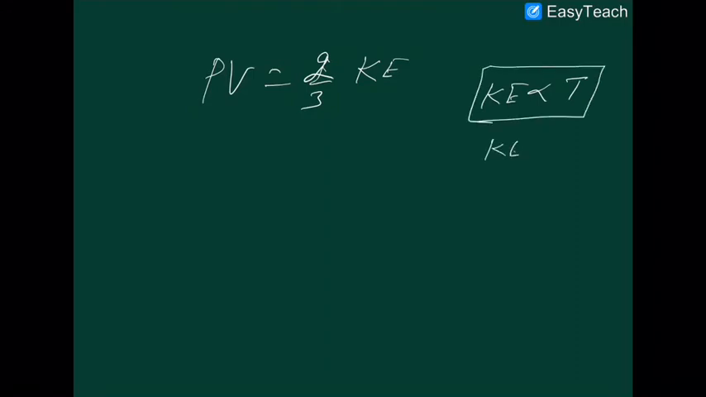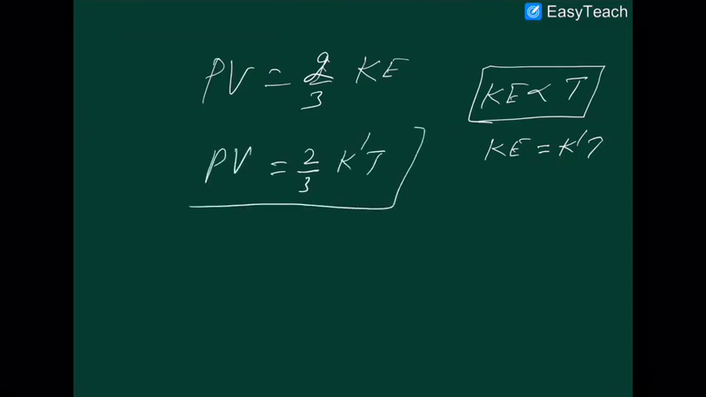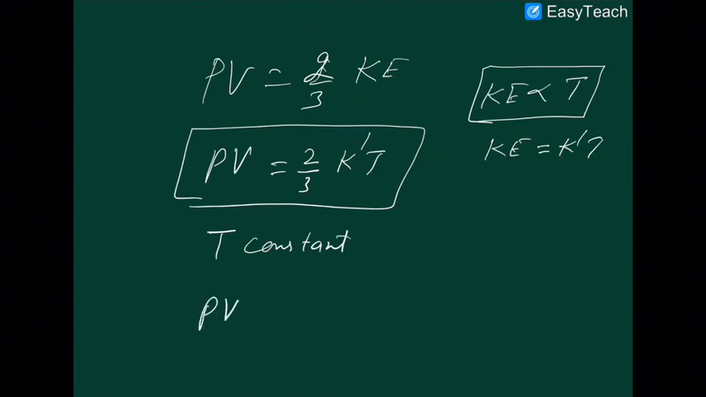It is the kinetic gas equation. So KE is equal to K dash T. So you can take 2 by 3 K dash T is equal to PV. That is the kinetic gas equation. So when you take temperature constant, PV becomes equal to 2 by 3, which is constant, K dash constant, T constant. So PV becomes constant.